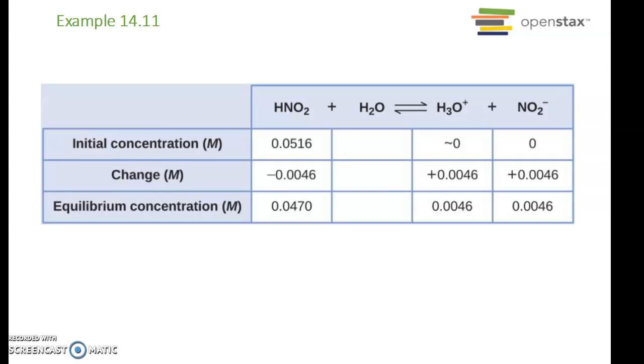For example, in this particular one, HNO2, this is the same ICE type of table. But you'll notice that there is no information included for the H2O portion of that table. That's because pure liquids as well as solids do not have input into the equilibrium constant that you calculate. And this gives you the values that you have for that.